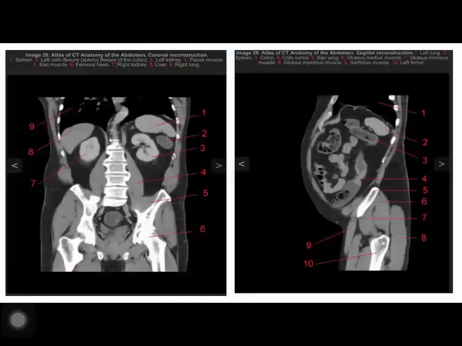Coronal and axial sections, coronal and sagittal sections. The spleen lies below the diaphragm, here is the posterior kidney, and inferior is the left colic flexure. Also in the sagittal view: spleen, colon.